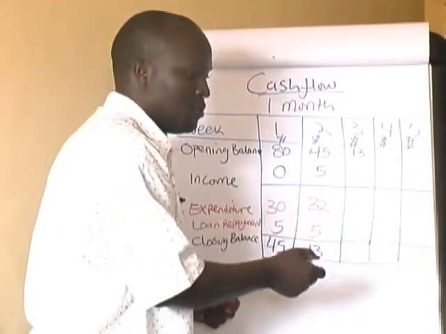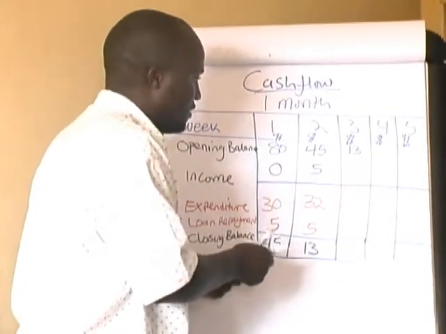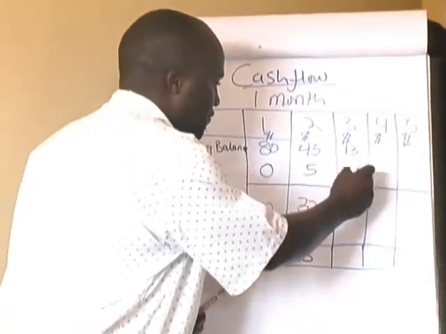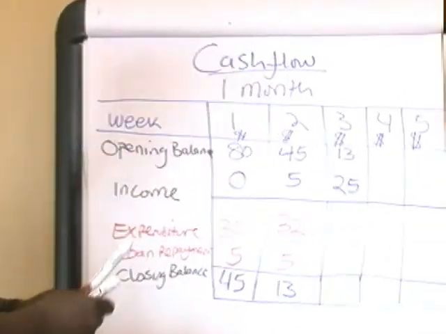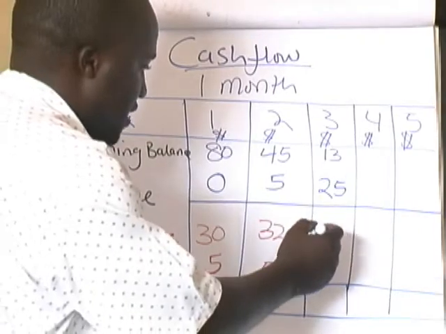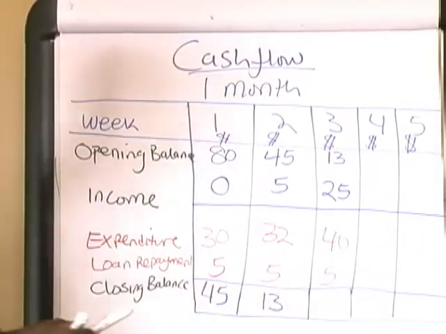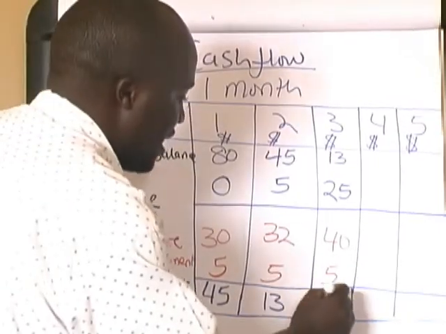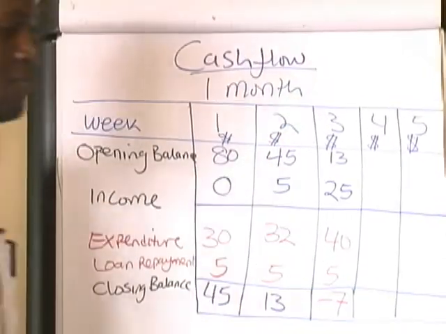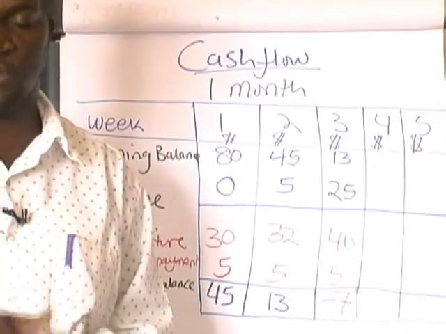Now, when you start the next week with $13 and you make some money, as in income coming into your business, or revenue, you'll find that you have made income of $25 coming in, and then your expenses go up, and now they are 40, and you still have to pay the $5 that you normally pay, and the result is that you end up with a -7, meaning that your business does not have enough money to run. You're getting into some trouble.